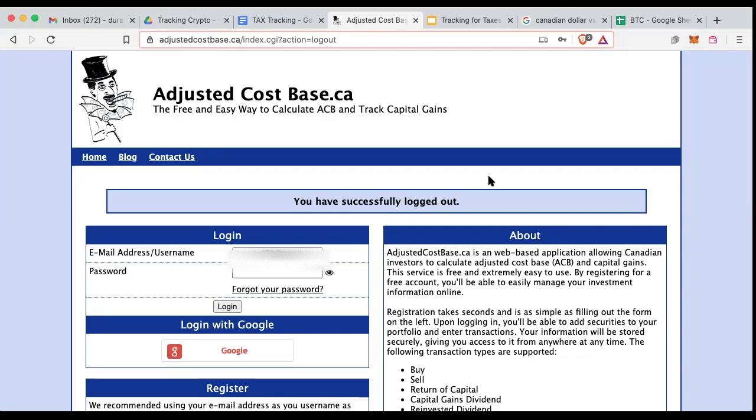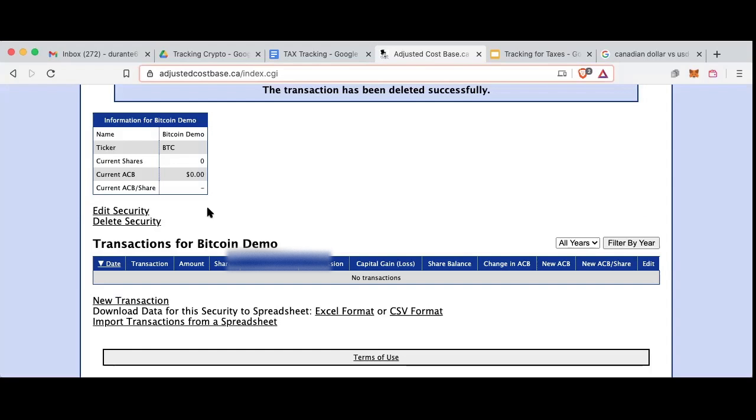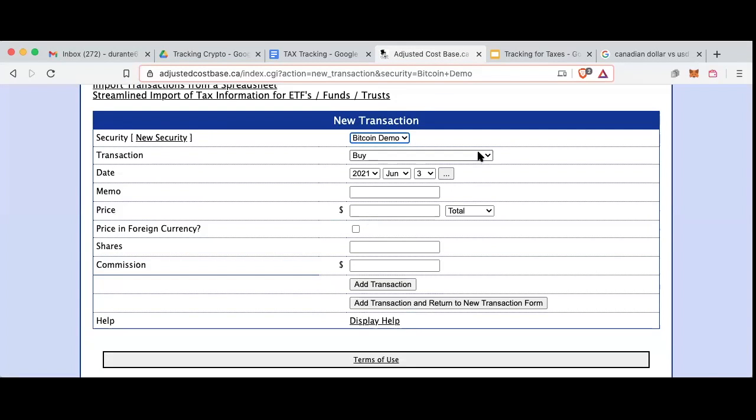The last thing I want to do is prove to you that my calculations are correct, and you can do this too, because I'm going to go to Adjusted Cost Base.ca. Again, you can create your own account here, and you can use just this, or you can use this as I do to check my calculations. So what I've done is I've created a demo Bitcoin form to do this with. So I'm going to click on a new transaction, and we did a buy. The date that we used was May 17th, 2021.